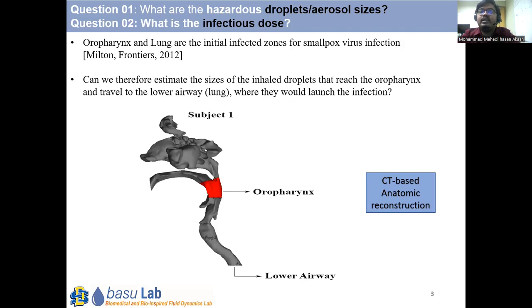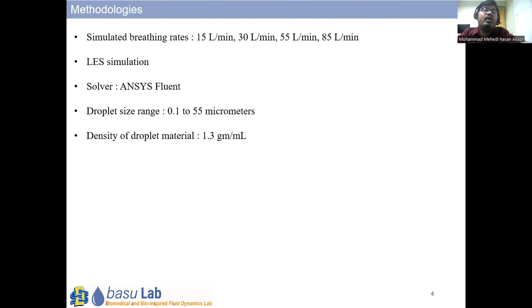As these are the initial infected zones, for answering the first question, what are the droplet sizes which are going to land directly at the oropharynx and going to penetrate through the lower airway to the lung during our breathing process? In order to figure that out, I simulated our breathing rate over a wide range of 15 liters per minute to 85 liters per minute. When we are sitting and breathing in a relaxed way, we typically breathe at 15 liters per minute. When we inhale intensely, our breathing rate goes up.